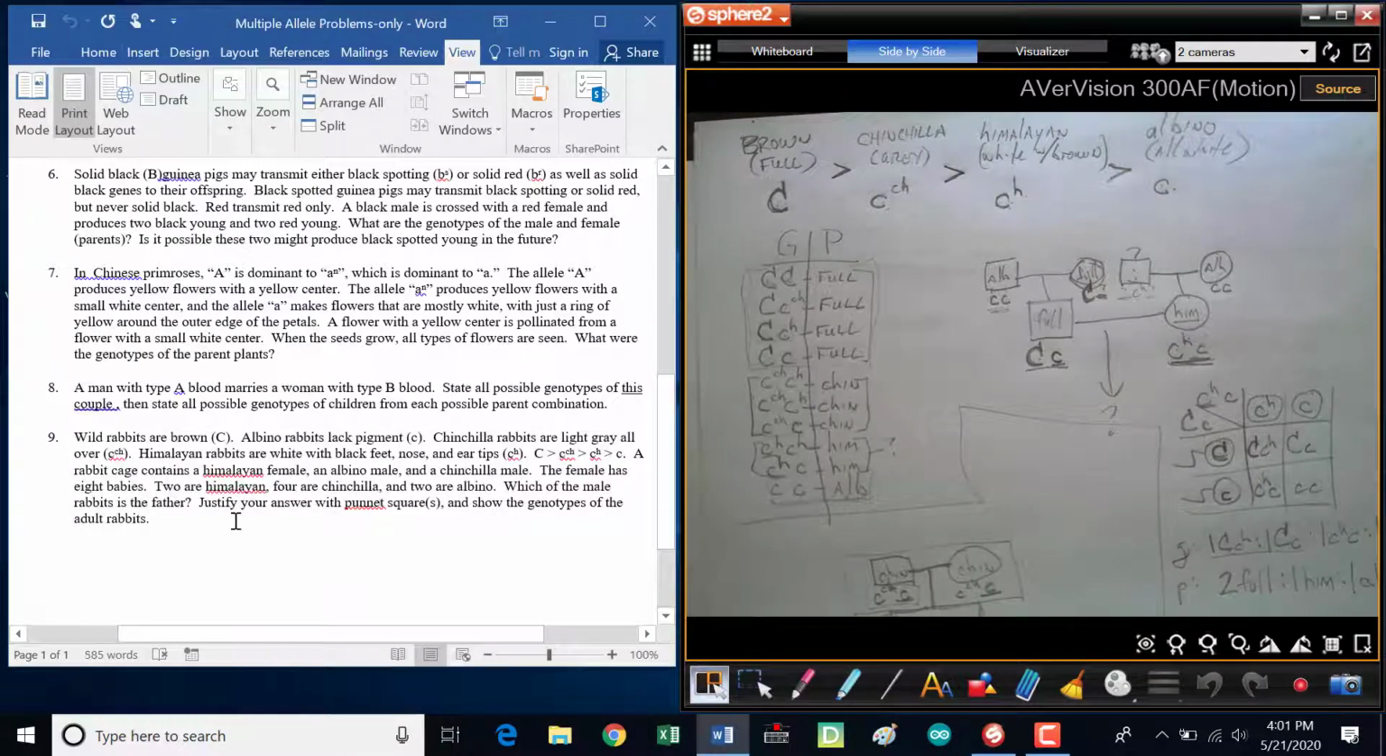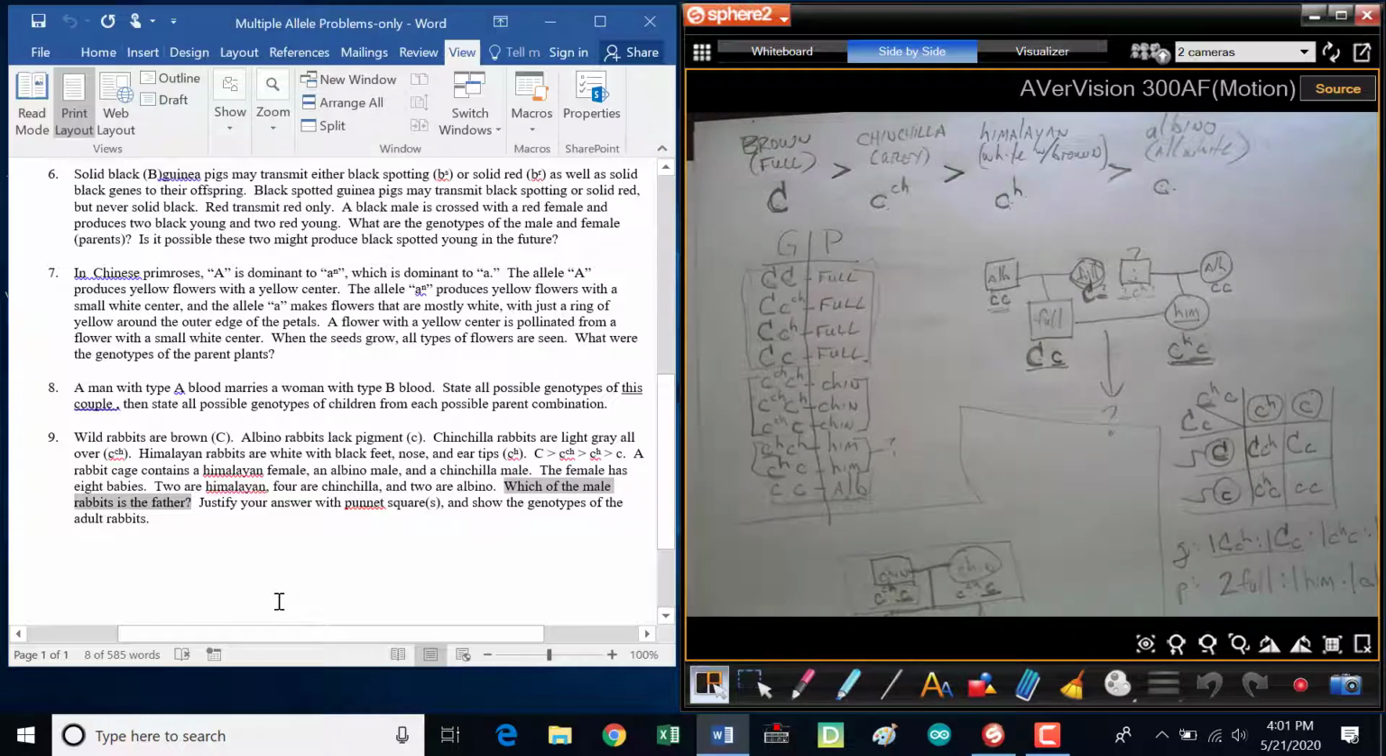If you look at it real quick, it says a rabbit cage contains a Himalayan female and an albino and chinchilla male. So she could have produced babies with the albino male, or maybe she produced 8 babies with the chinchilla male. We don't really know. The female has 8 babies. 2 are Himalayan, 4 chinchilla, 2 are albino. Which of the male rabbits is the father? Who's the daddy is what I call this.